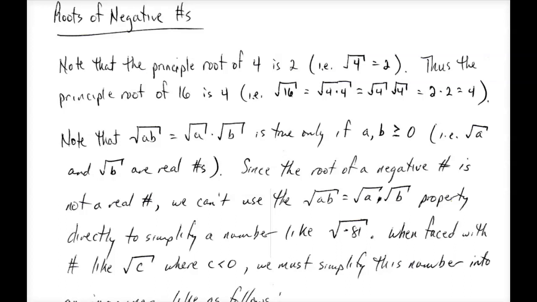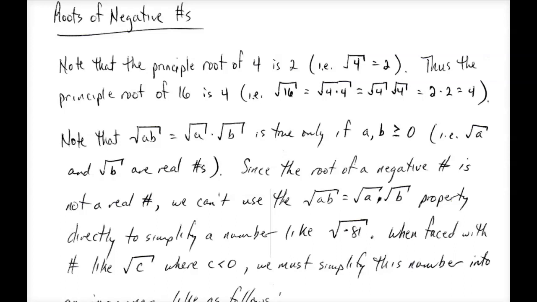It says, note that the principal root of 4 is 2 because the square root of 4 is 2. Thus, the principal root of 16 is 4 because the square root of 16, if we rewrite that, is going to be the square root of, under the radical, 4 times 4. And of course, we can use our radical rules and separate that into the square root of 4 times the square root of 4, which is 2 times 2, which is 4.